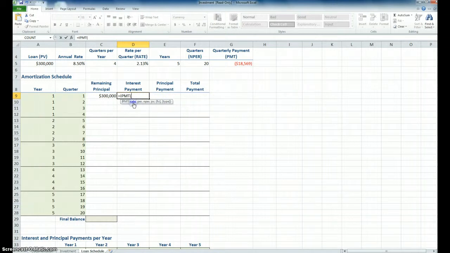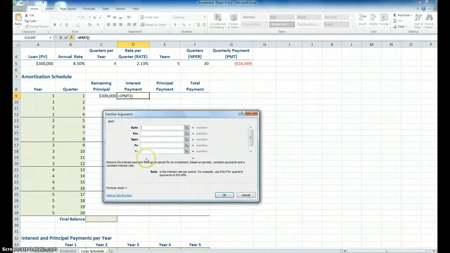Okay, so I'm going to double click on this. I'll get my dialog box up here. The rate is not B5. It's not 8.5 or the annual rate. It is a quarterly rate.